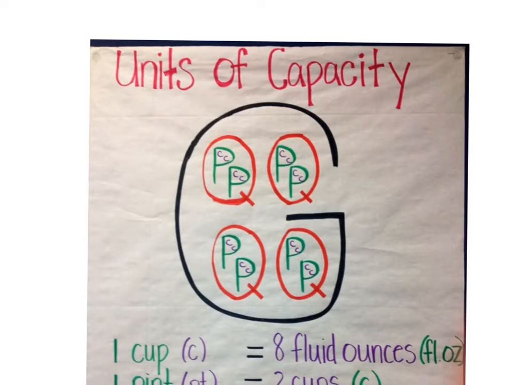At this point, I want you to take a moment and actually copy this big G down. So please pause the video, record the big G, and also take a moment to note that 1 cup does equal 8 fluid ounces.